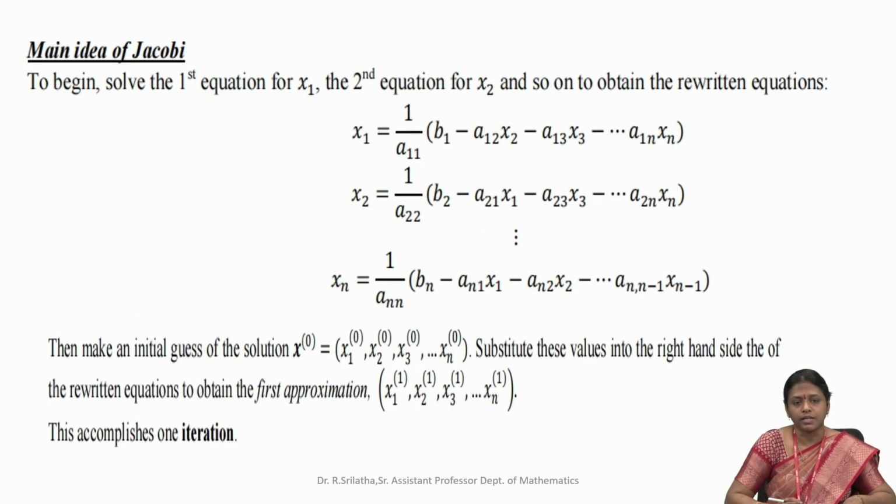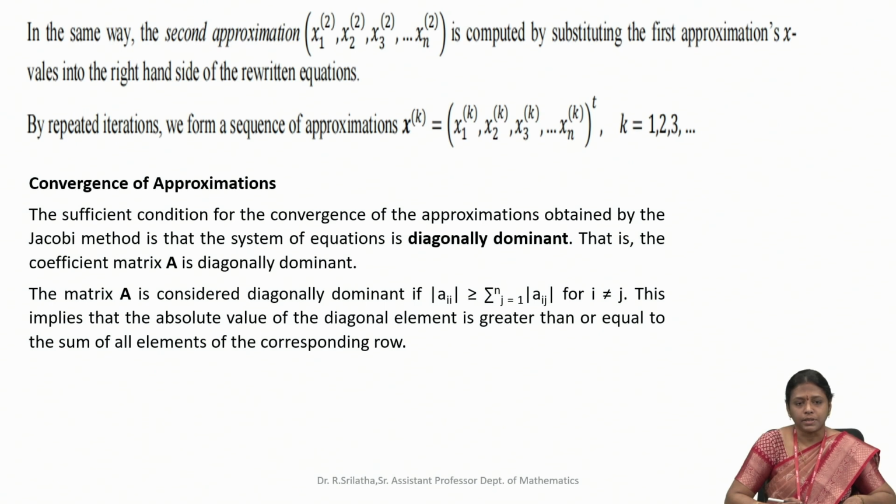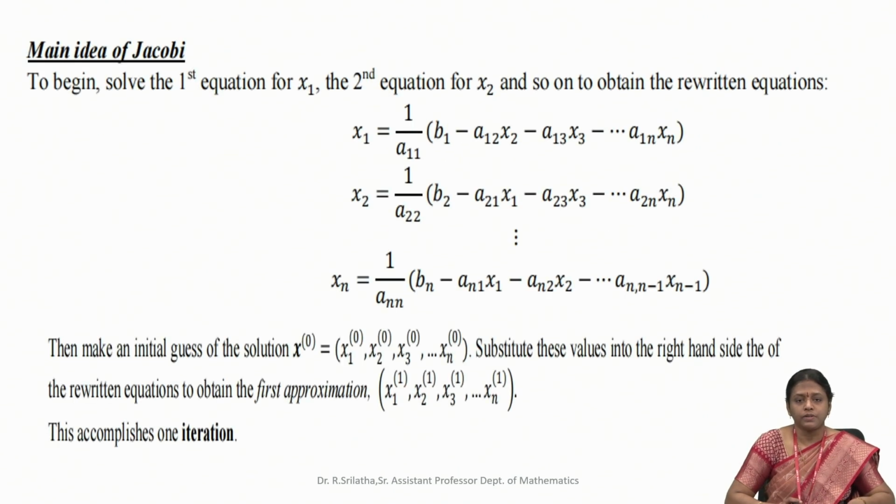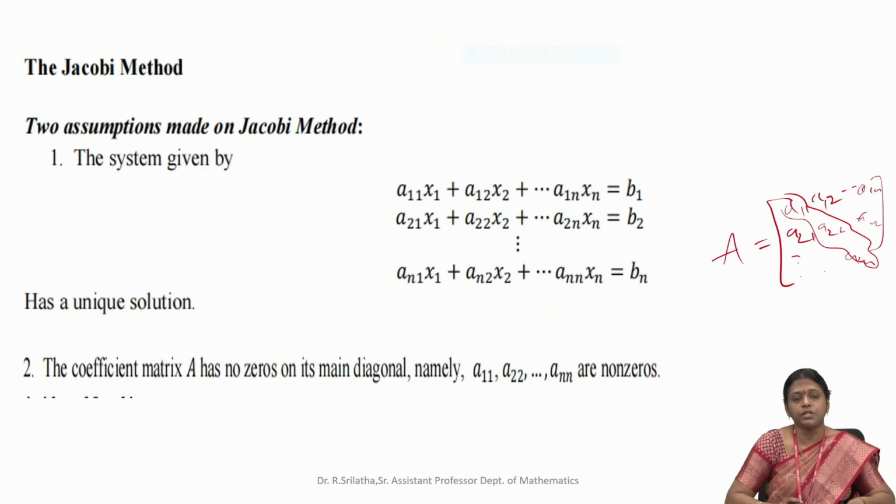We need to check that the diagonal elements are dominant. The condition is that the modulus of aii should be greater than or equal to the summation over j equal to 1 to n of the modulus of aij, for i not equal to j. That is, the absolute value of the diagonal element should be greater than or equal to the sum of the absolute values of the remaining elements in that particular row. So whenever we use the Gauss Jacobi method, first we need to check this condition.